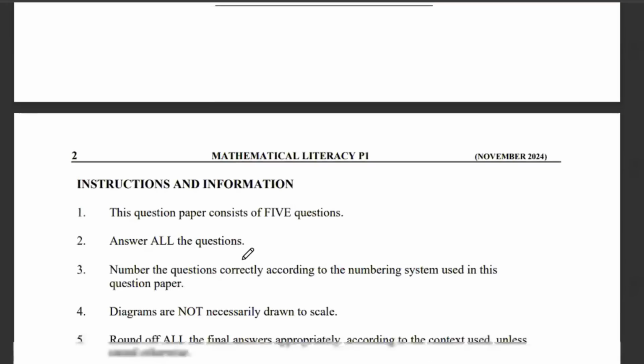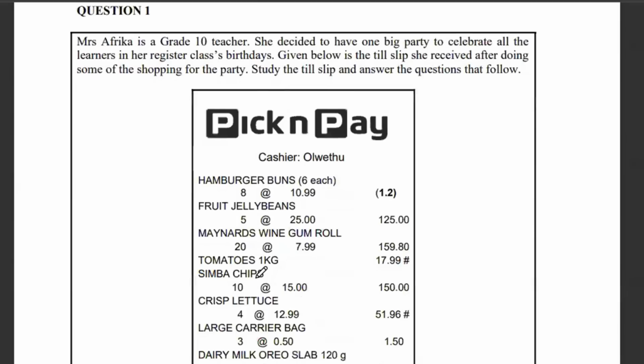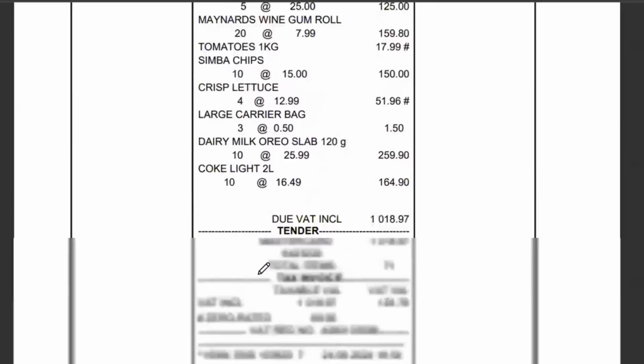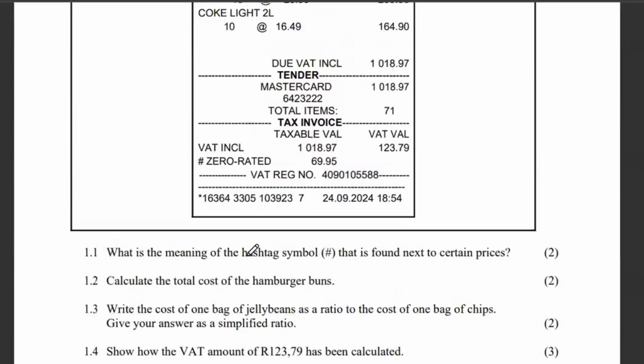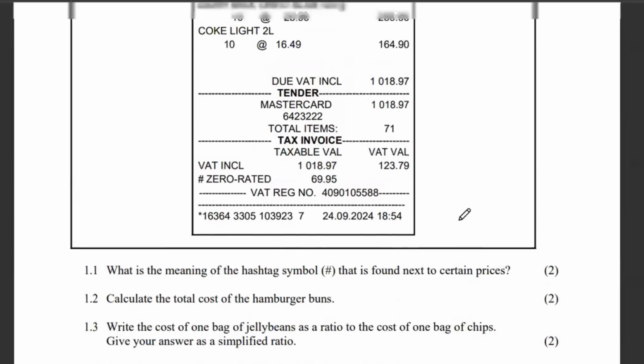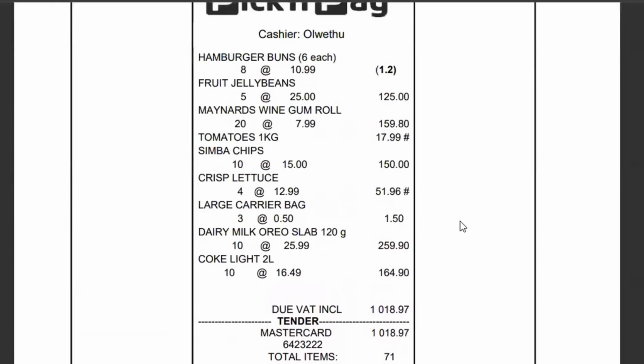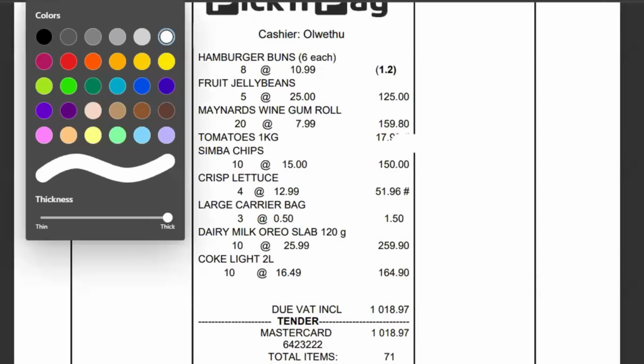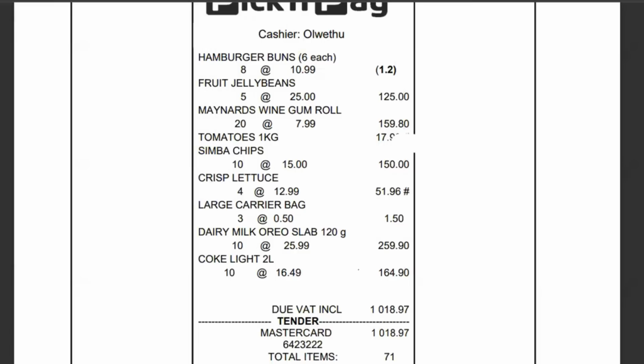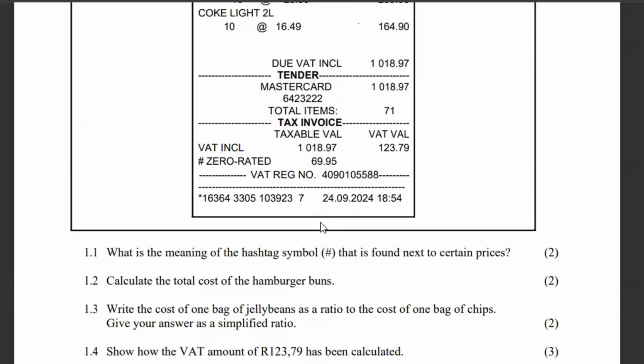Great, and let's look at the possible answers to this question paper here. What is the meaning of the hashtag symbol that is found next to certain prices? They are talking of the hashtag symbol. Okay, what's the meaning of this hashtag symbol here? This means the items don't include VAT, or they are zero rated, as you see down here.